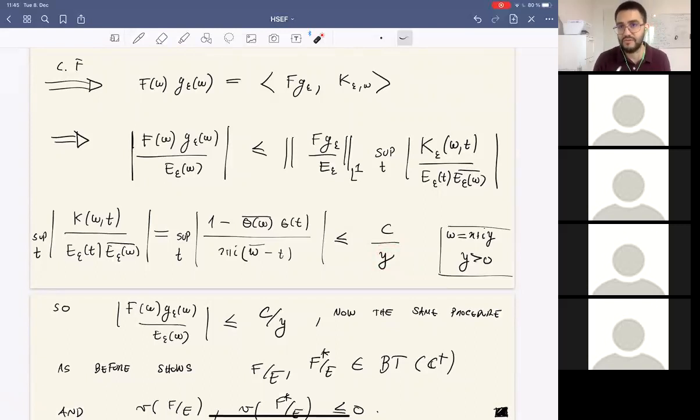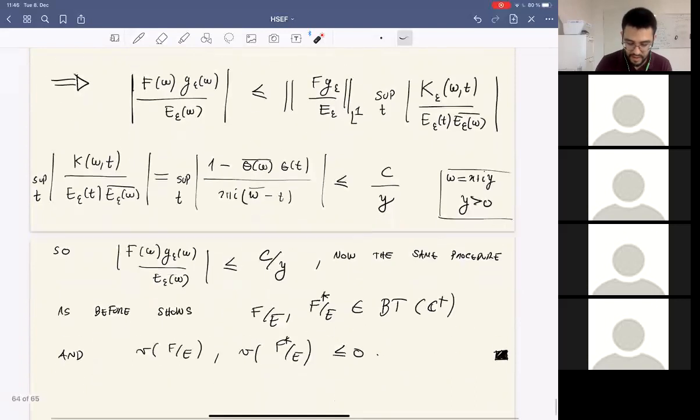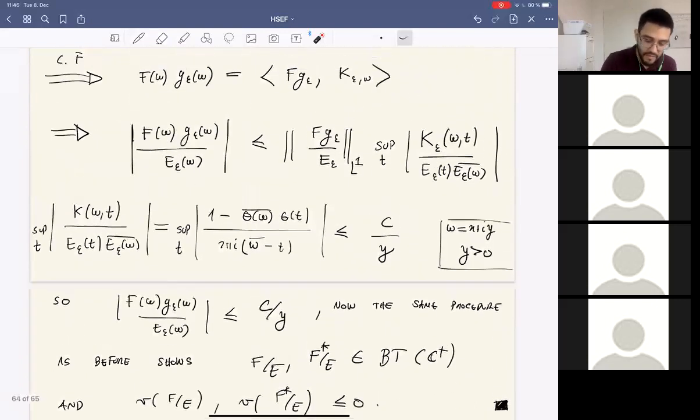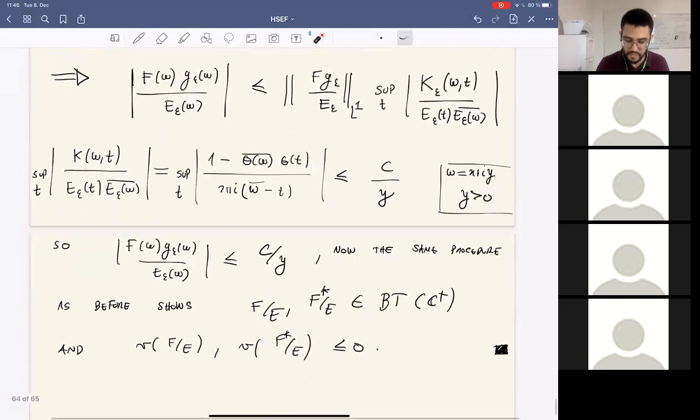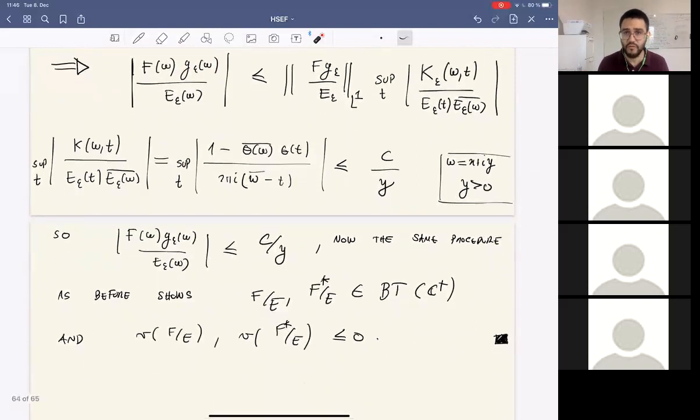So the trick is just to send either to L1 or L2, and I can do that by multiplying by this auxiliary function here. Any questions in this proof? Anything that looks not okay?